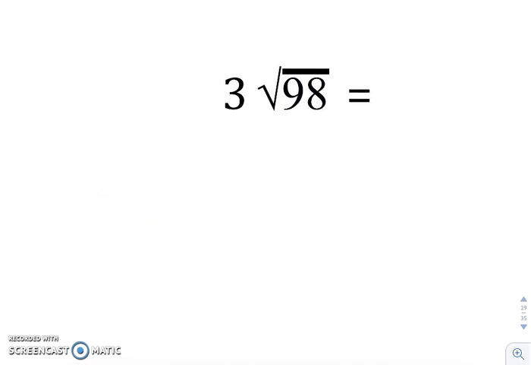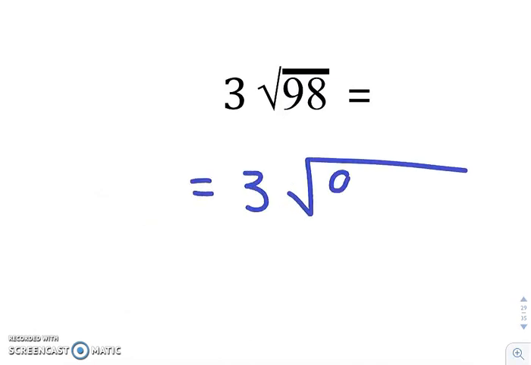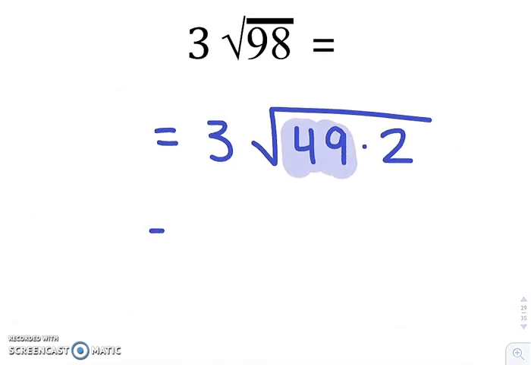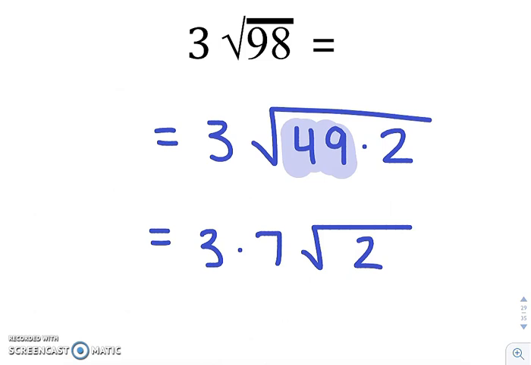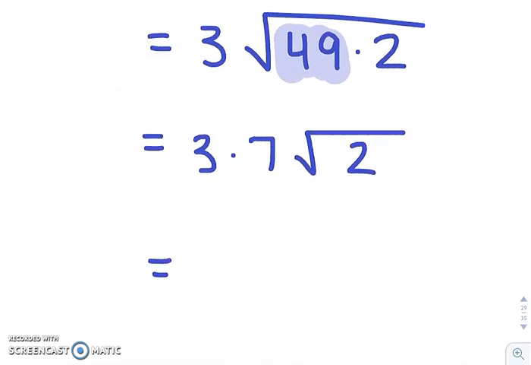So in this case, 98 is 49 times 2. What is the square root of 49? 7. So if you had that 3 out there already, the square root of 49 is 7. It's coming outside there with that 3. So now you don't have 3 outside. You have 3 times 7 outside, which is 21.